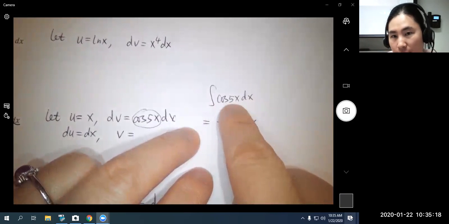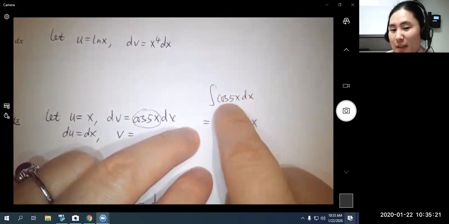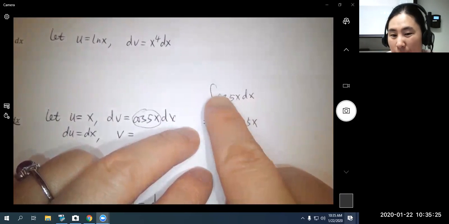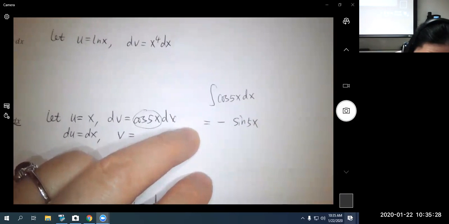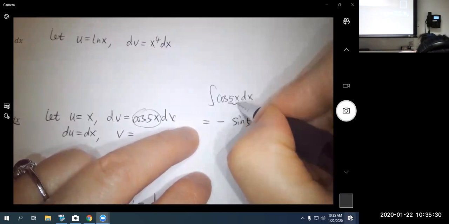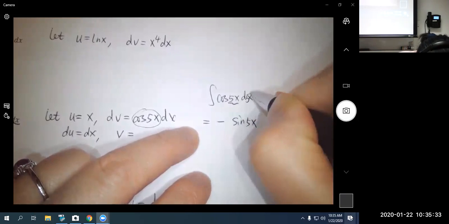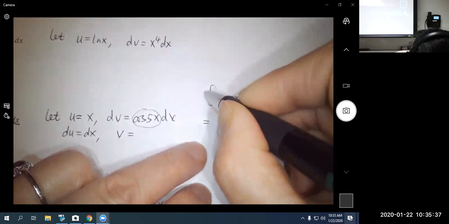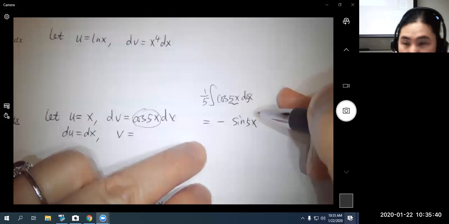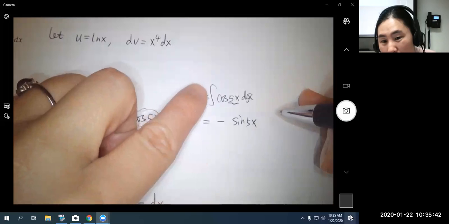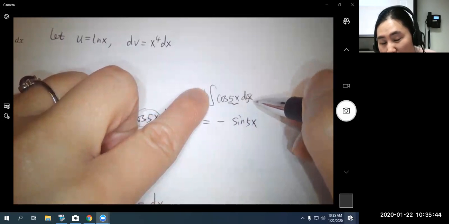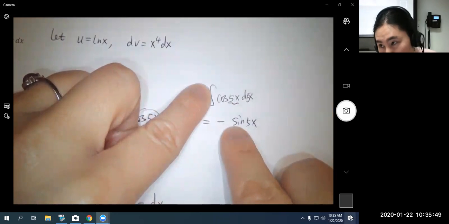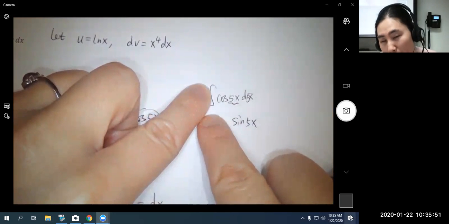Cosine 5x is different from cosine x. So if we're having cosine 5x here, I'm going to tell you a shortcut to do the problem. Cosine 5x. We're going to multiply by a 5 here. This becomes d of 5x. But if we multiply 5 here, we're going to have a 1/5 in front. So cosine of 5x, d of 5x, and the antiderivative will become what? Positive or negative? What is the antiderivative for cosine?